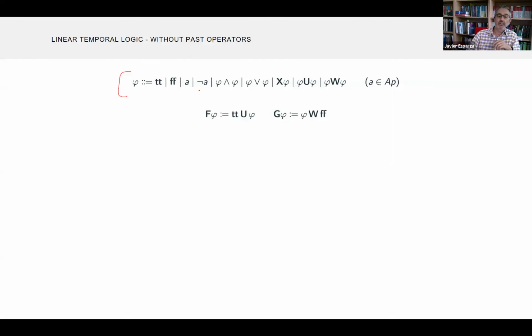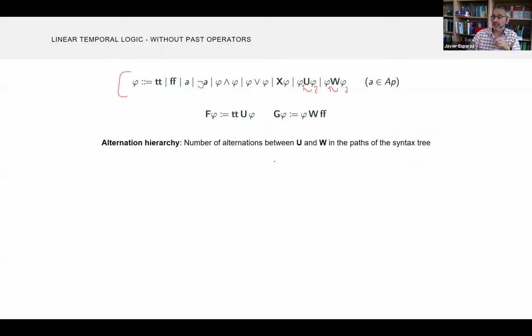So first notice that it is a syntax in negation normal form, so you only see negation before an atomic proposition. And interestingly, notice that we have both the strong until and the weak until operator. Okay, so until, remember, if this is phi 1 and this is phi 2, means that phi 1 holds until phi 2 holds, and phi 2 has to hold at some point in the future. And the weak until is phi 1 holds until phi 2 holds, but it may be the case that phi 2 never holds. Okay, that's the difference between the strong and the weak until.